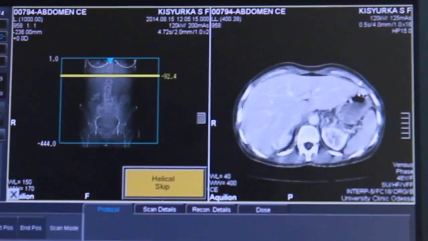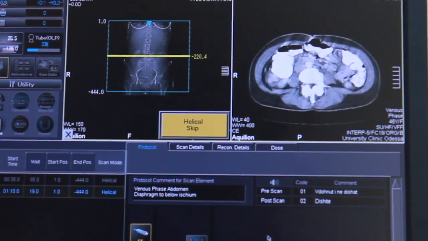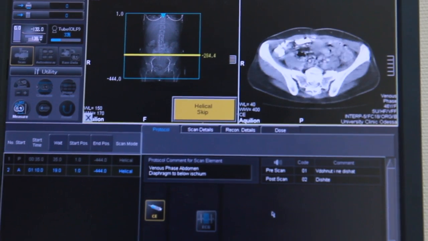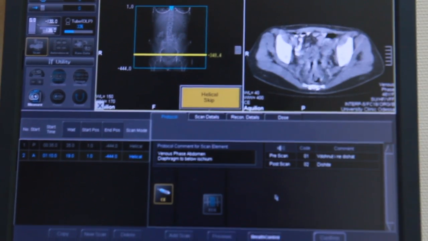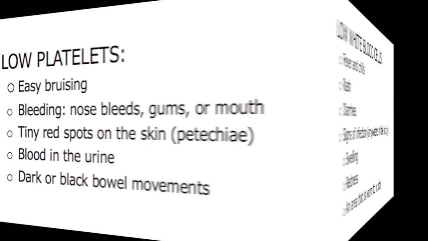What are the symptoms of bone marrow fatigue? The following are the most common symptoms of bone marrow fatigue. However, each person may experience symptoms differently. Symptoms may include low platelets, with signs and symptoms of easy bruising, bleeding in the nose, gums, and mouth, tiny red spots on the skin known as petechiae, blood in the urine, and dark or black bowel movements.